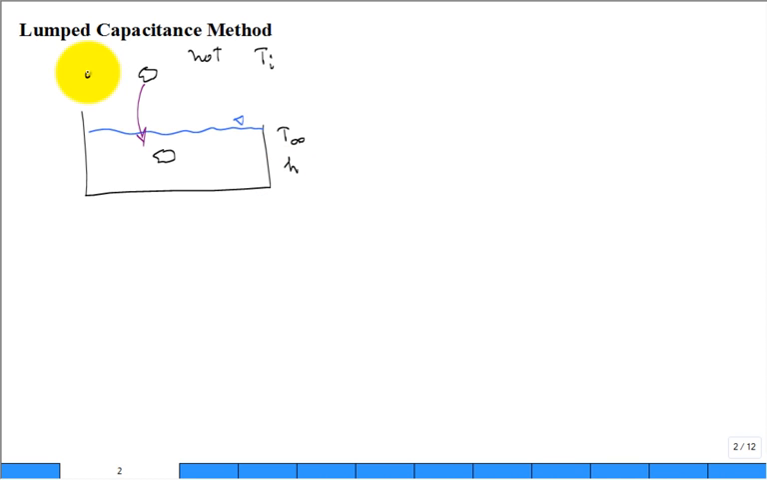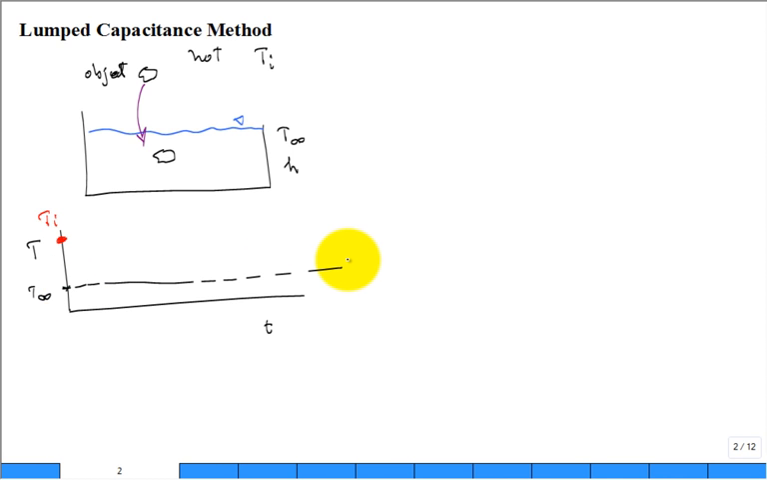So this is our object, and we dunk it into a fluid. And what happens to the temperature of that object as a function of time? Well, it starts out at that T initial, doesn't it? And what does it do? It's going to go to eventually the fluid temperature, T infinity. So it's eventually going to get to that temperature.